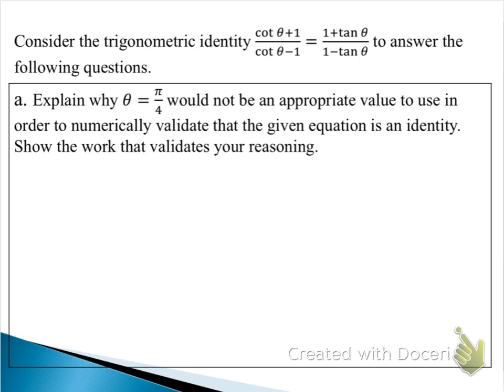So if we have tangent pi over 4, tangent pi over 4 equals 1. Cotangent pi over 4 also equals 1. Even if you put it into your calculator, make sure it's in radian mode, you'll see that it equals 1. Also, you can verify that looking at the unit circle.